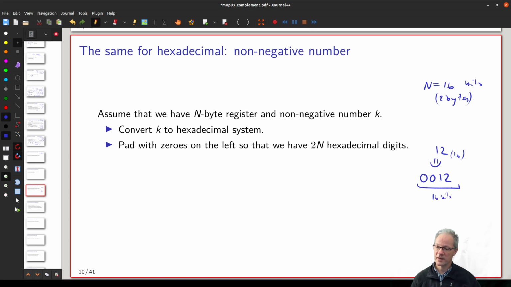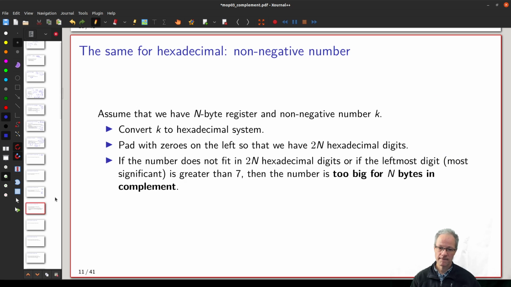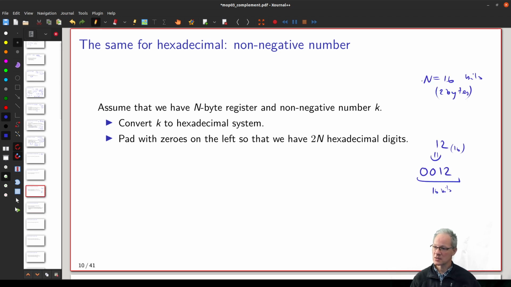And that's 2's complement in hexadecimal for 12 in hexadecimal, right? Now, if the number does not fit in 2n hexadecimal digits, actually here I need to be careful. So here n is not, so 16 bits means that we actually have, let me clean this, which is the same as 2 bytes.